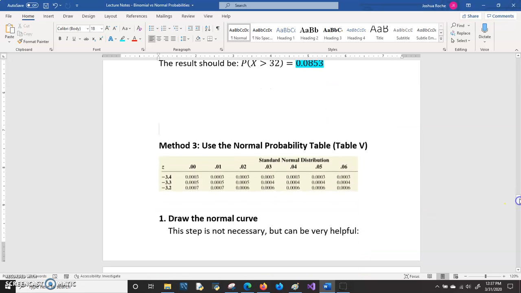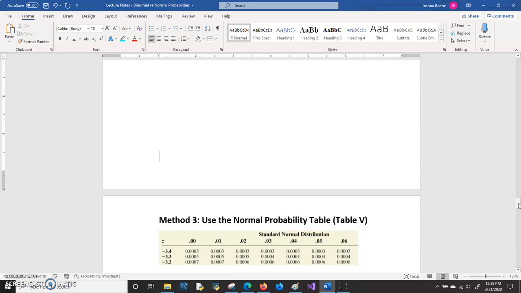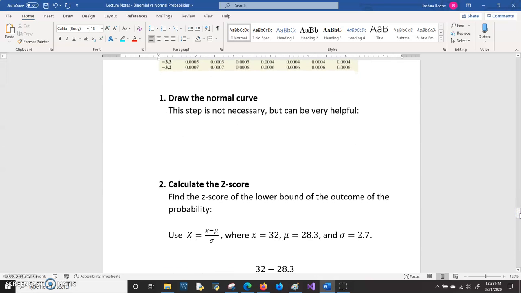Another way to find this probability is to use a table. And again, if you're using the Sullivan Statistics book, it's called Table 5. It's the standard normal distribution table. If you're using another book, then you probably have a similar table, but it may be called something differently, or it might look a little bit different. But using this table, Table 5, it still helps to draw out a normal curve. And I'm going to start by doing just that.